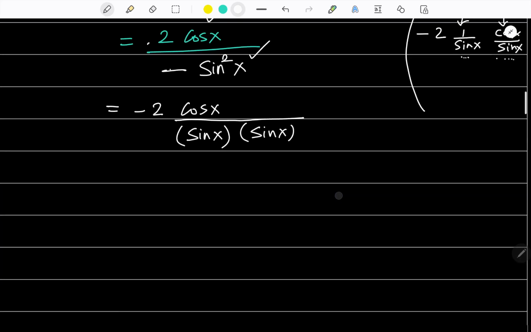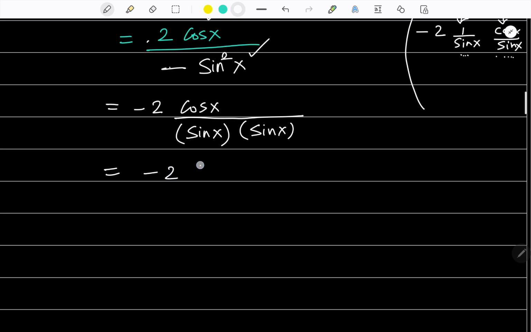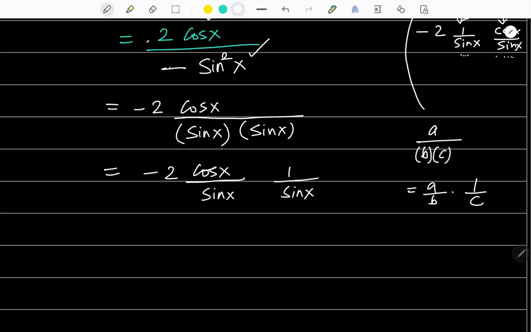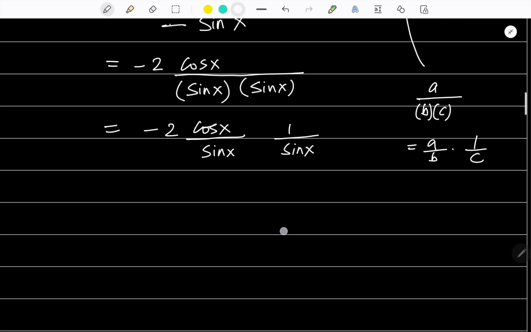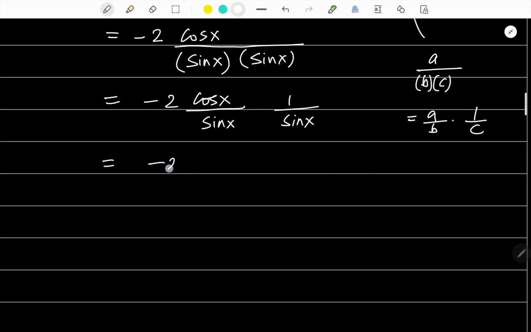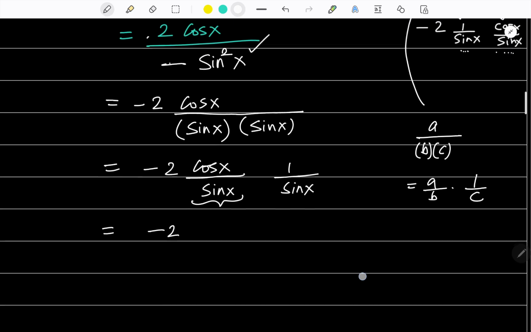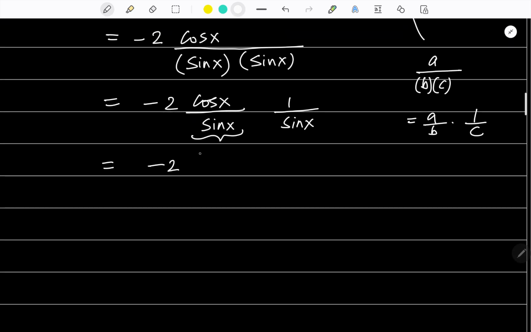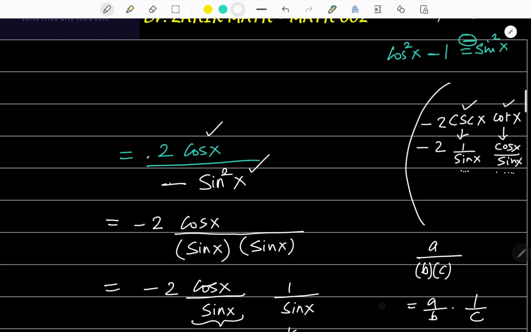Now look here, the same model is coming. Next step I'm going to write minus 2 cosine x divided by sine x, and then 1 by sine x. We can write a divided by b c as a by b times 1 by c. Same idea. This equals minus 2. Cosine by sine is nothing but cot. And 1 by sine is nothing but cosecant x. So therefore, my answer is what?